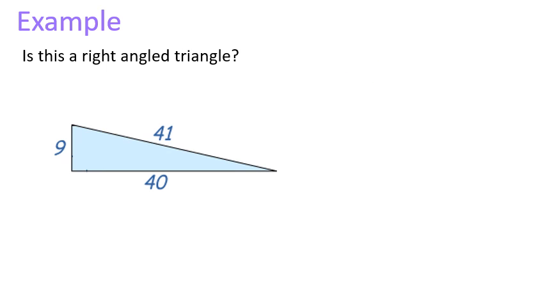Last example to make sure you really get the hang of it. Okay, first step, write out the formula. C squared equals a squared plus b squared. Next, substitute in the values. So remember, c is always the largest number, so in this case c is going to be 41. So 41 squared, doesn't matter which is a and which is b, I'm going to say a is 9 and b is 40.